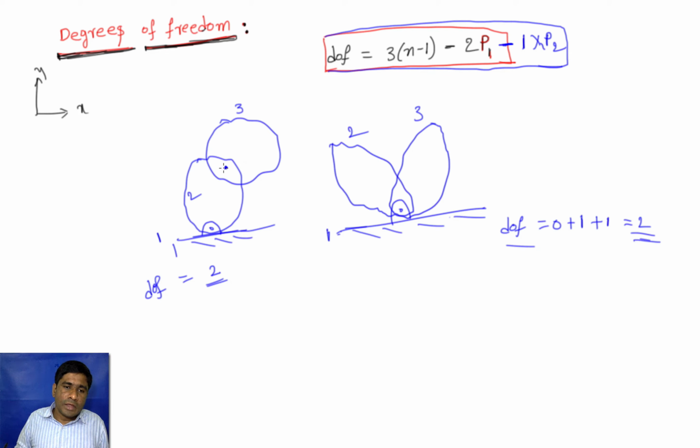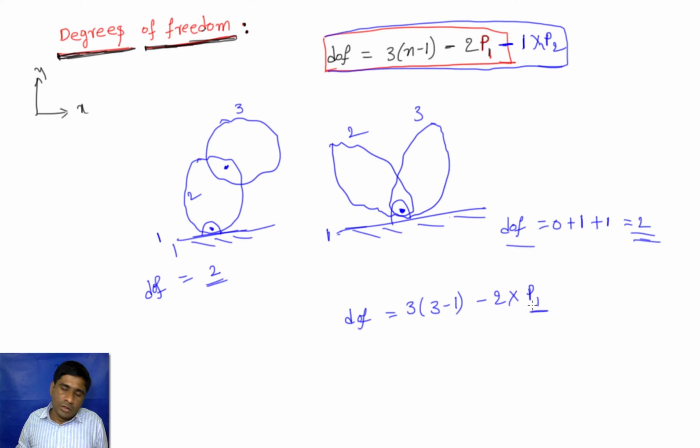And here we have used 2 hinge joints, but here instead of using 2 hinge joints, we used only 1 hinge joint. But if we go from the formula, what is the degree of freedom? That is 3 times (n minus 1), here n is 3, minus 2 times p1.